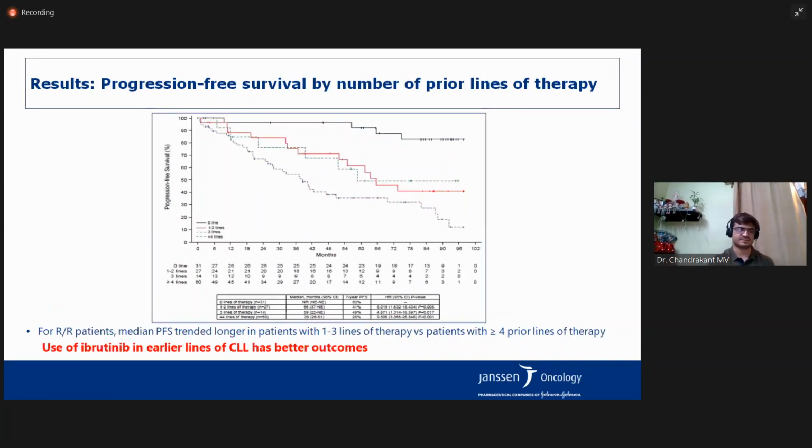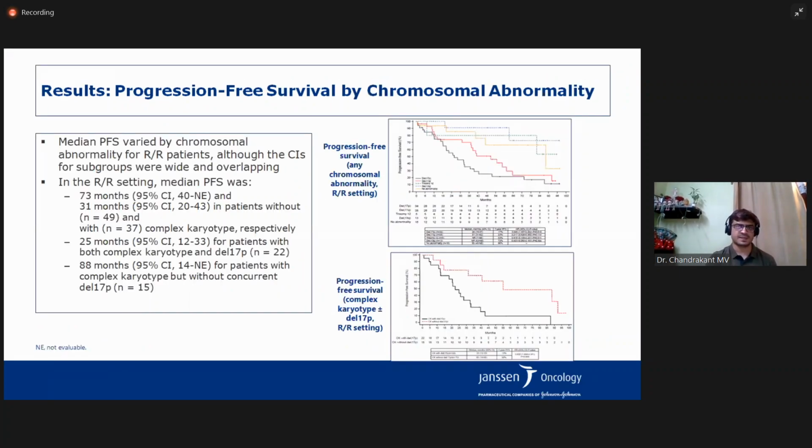The earlier you use, the longer the survival. So use of ibrutinib in earlier lines of CLL has better outcomes than using it in the first, second, third, or fourth line setting. So these are the chromosomal abnormalities. Very important: if I use conventional chemotherapy or rituximab or an anti-CD20 therapy, there is a difference with the p53 mutation or with that of the IGHV mutation. Whereas if I use a BTK inhibitor, those high risk features are easily handled.